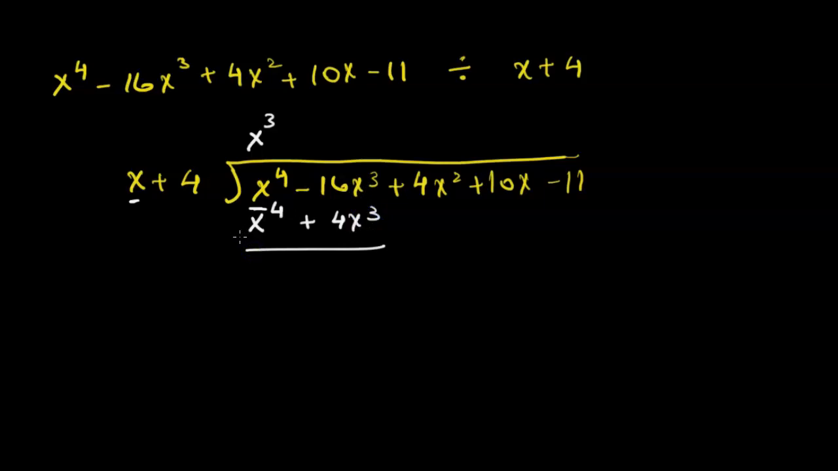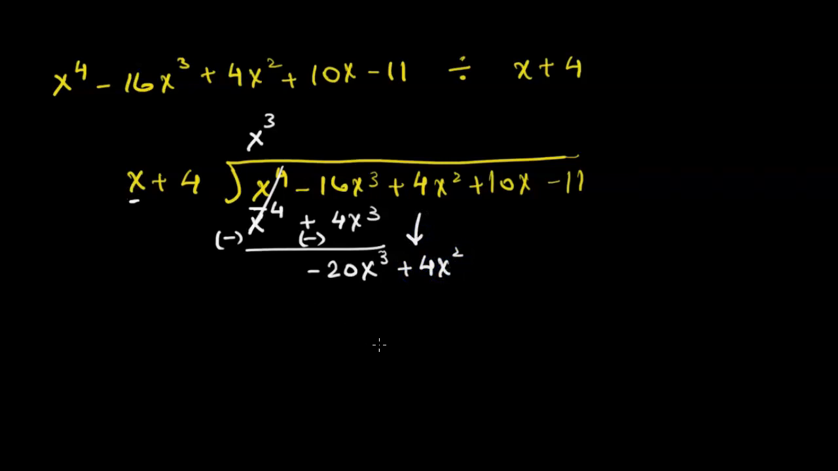Now we have to subtract the new term from the original question term, so we flip the signs. X to the power 4 minus x to the power 4 gets cancelled out. Minus 16 minus 4 gives us a minus 20x cubed. We bring the next term down, because whenever we do long division, we bring one term at a time down.